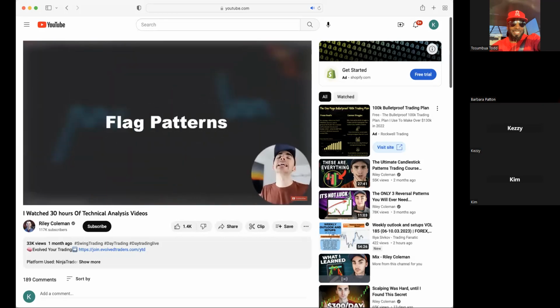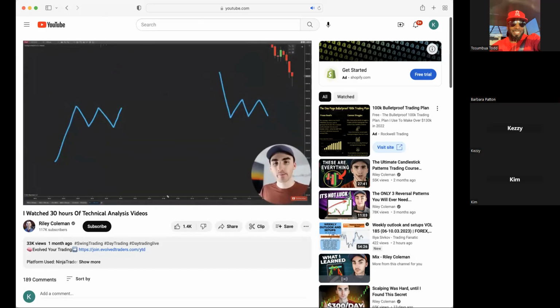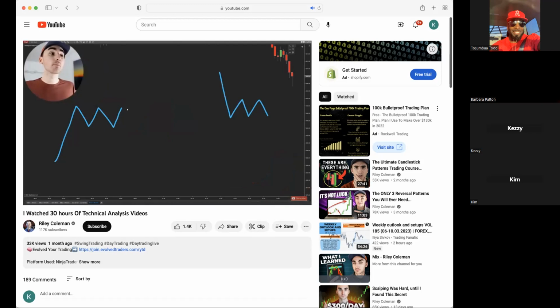Now let's first look at a continuation pattern. This one is called a flag pattern. You have a bullish flag and a bearish flag. And the only difference is a bullish flag shows the potential that the market is going to continue higher, and the bear flag shows the potential that the market is going to continue lower.